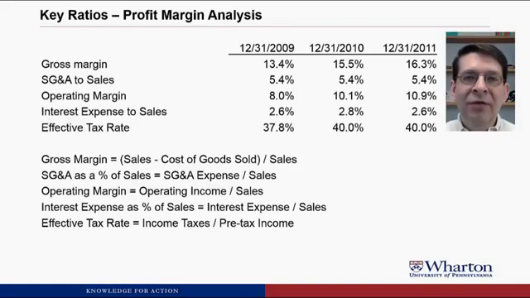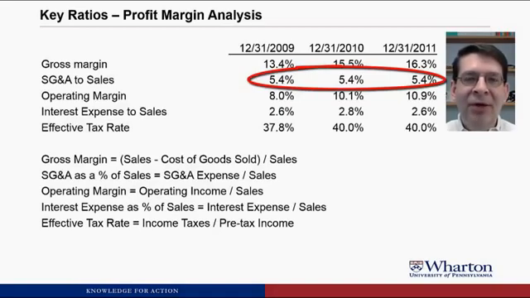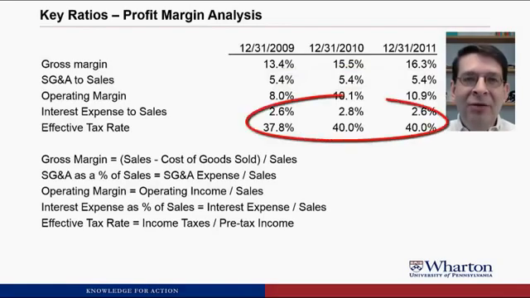Let's look at the rest of the ratios. The ratio of selling general administrative expenses to sales is completely flat over the period. So as Plainview has grown substantially, it's managed to keep its SG&A expenses in line and not have them grow faster than sales as a whole. Then if we look at interest expense and effective tax rate, there's not much going on. Interest expense is pretty flat, and other than a blip a couple years ago, effective tax rate hasn't changed that much either.